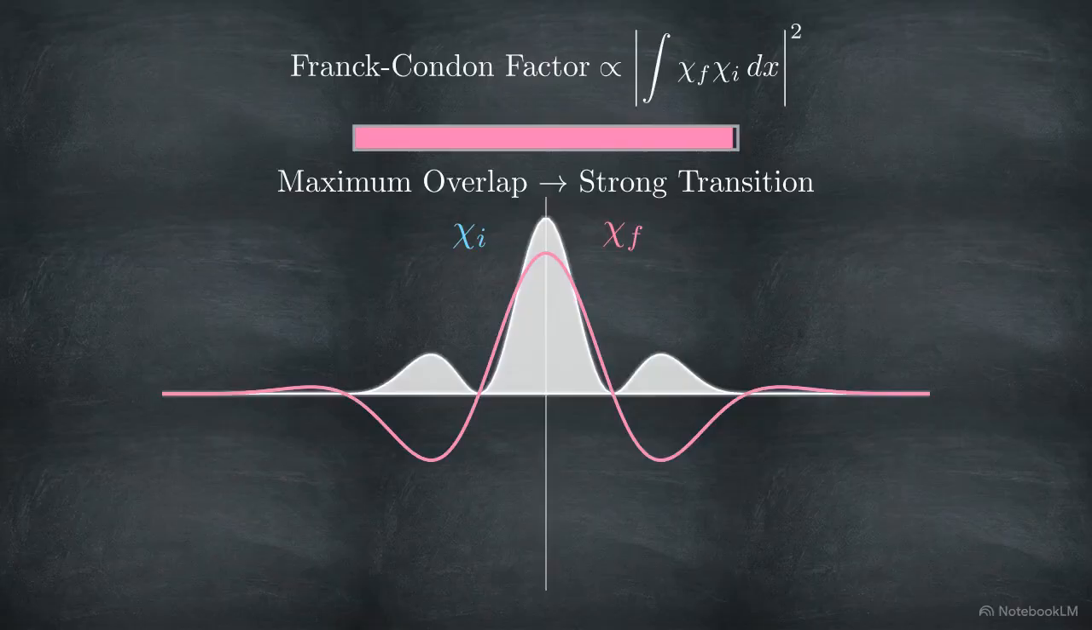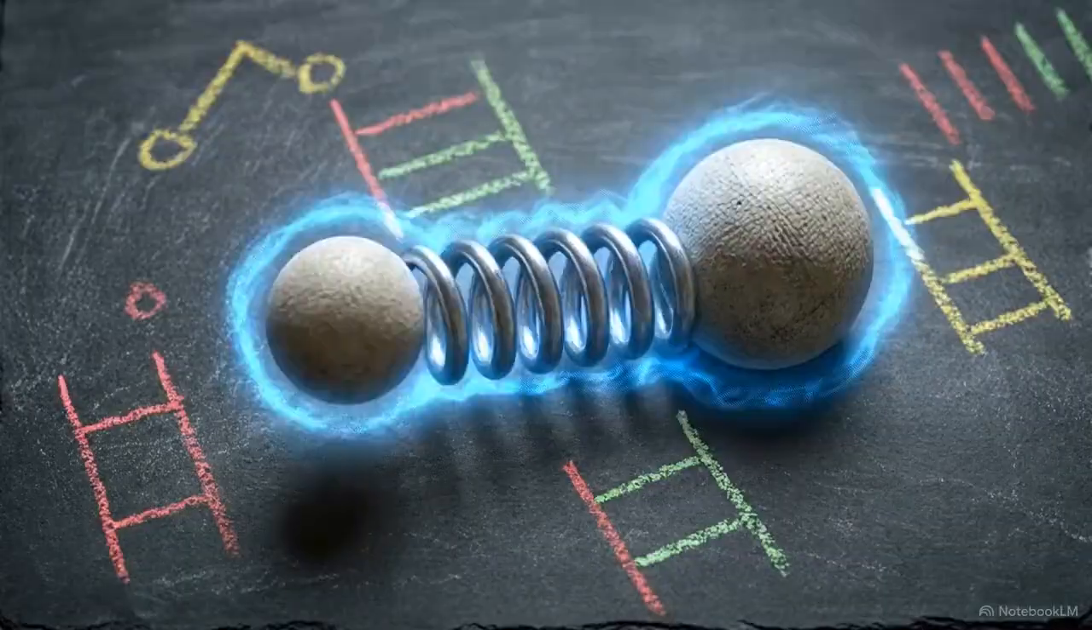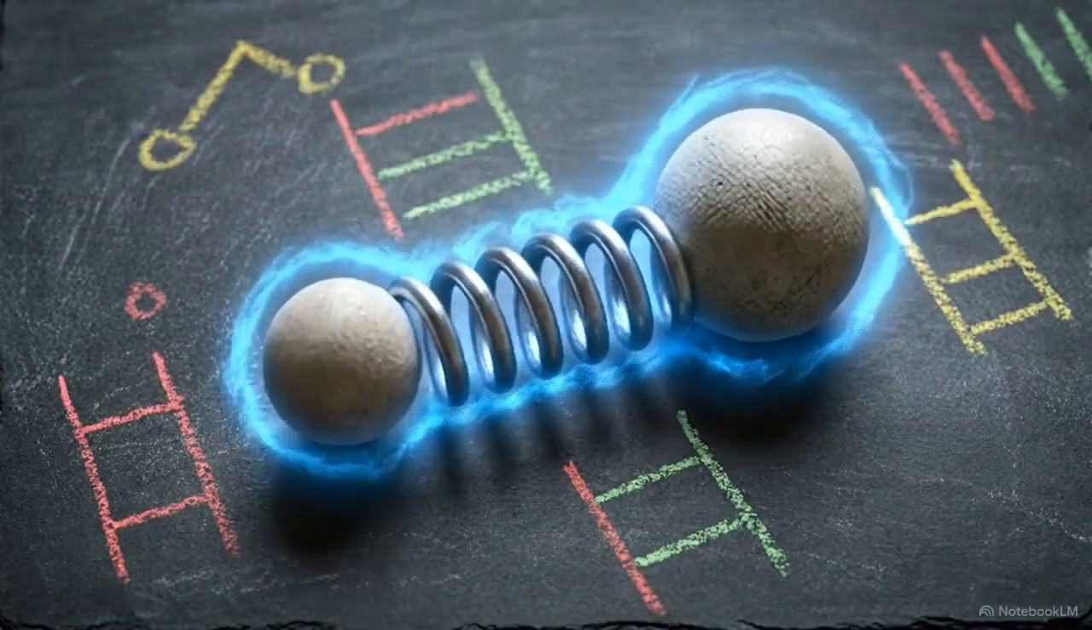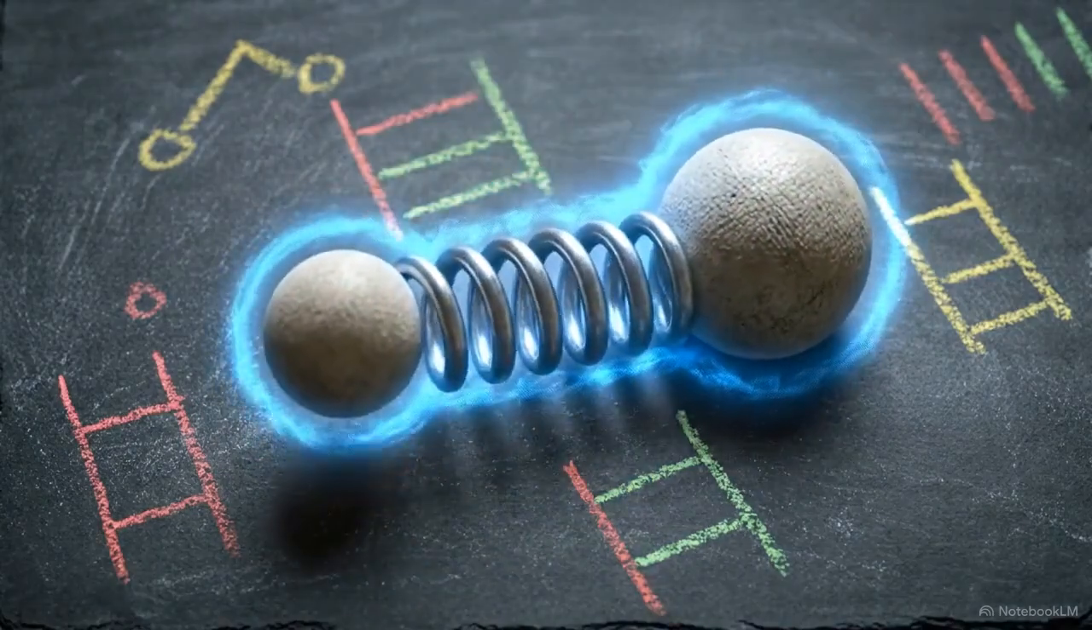This potential energy diagram introduces the Franck-Condon principle. The principle relies on mass disparity. Electrons react instantly, while nuclei are heavy and sluggish. Because nuclear positions cannot adjust during the split-second electron jump, transitions occur vertically on the graph. The bond length is frozen. A molecule strictly prefers to execute electronic transitions where its pre-jump nuclear vibration pattern matches its post-jump pattern.